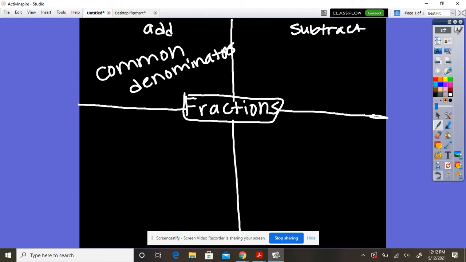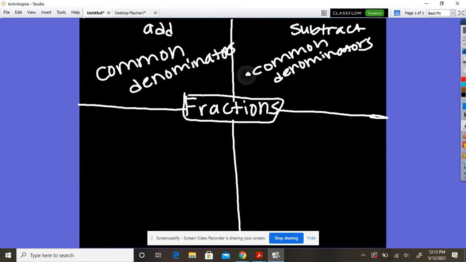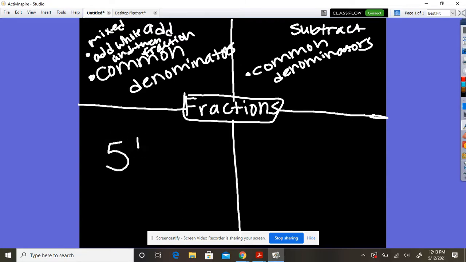So for subtracting fractions, it's the same thing. Common denominators. I want to add a little quick note on both of these. So with adding mixed numbers, you add the whole number first, and then the fraction. I know that's kind of hard to read. So for subtracting fractions, you want to find common denominators, of course, but with subtracting mixed numbers, you might have to borrow.